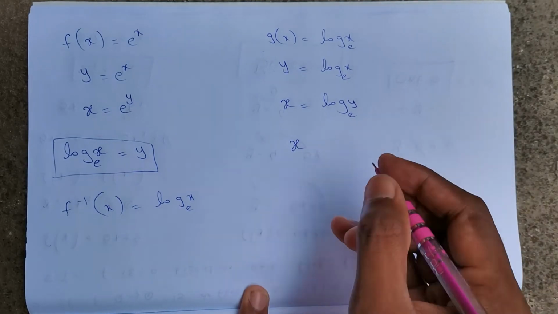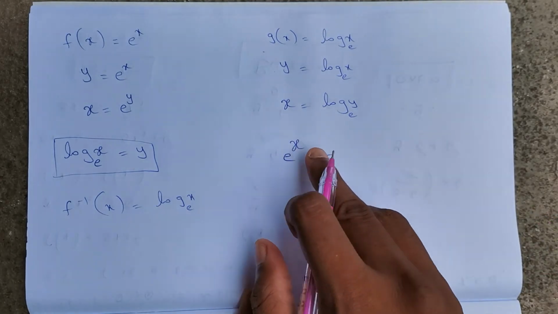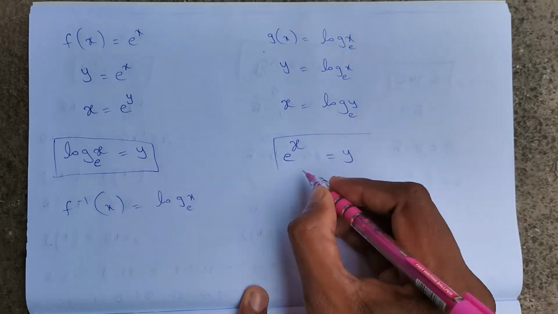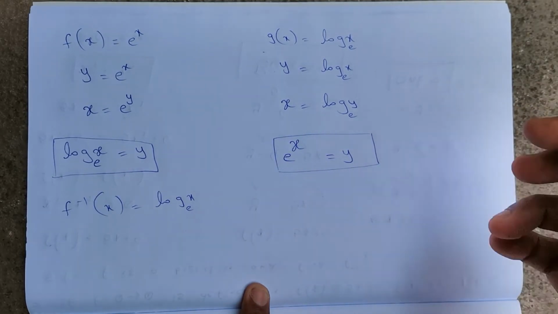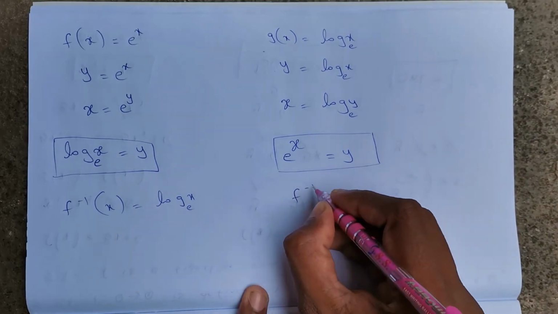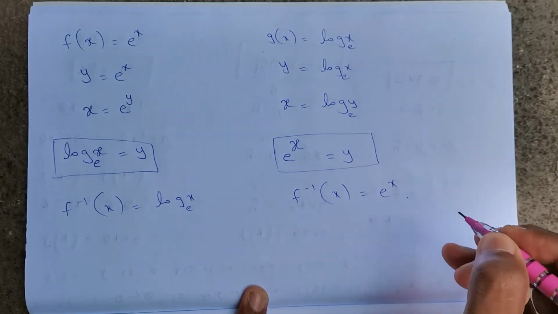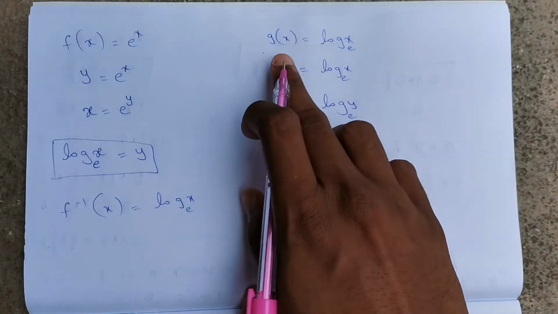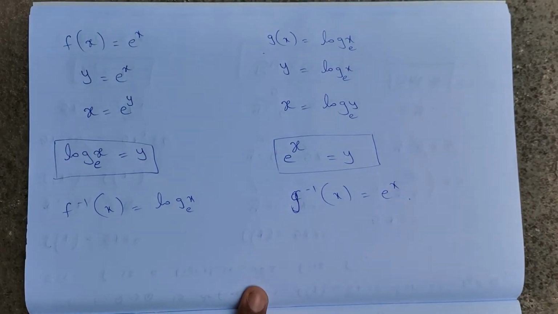This base you write as it is as a base only, is equals to x. The alphabet e is completed, so the remaining is y. So e power x is equals to y. Logarithmic form I converted to exponential form. So y is nothing but f inverse of x. F inverse of x is equals to e power x. So we found the values of f inverse as well as g inverse. Oh, I'm sorry, here it is g, right? So this is g inverse of x. Okay, now let's move to the second question.